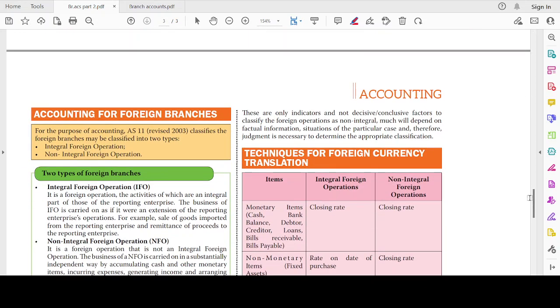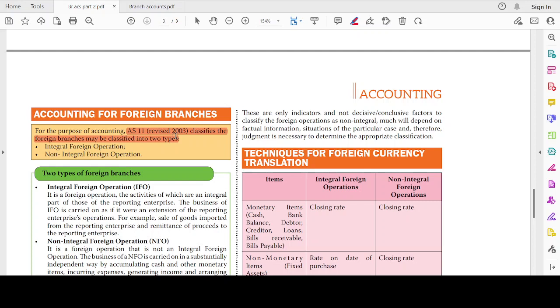For the purpose of accounting, AS 11 classifies foreign branches into two types, because AS 11 is the standard which deals with forex rates. That standard has classified the foreign branch types. What are the two types? Foreign operation and non-integral foreign operation. We call them IFO and NIFO.